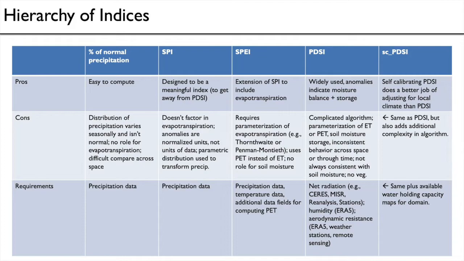An extension of the SPEI, really similar, basically the same algorithm, but applied to the precipitation minus evapotranspiration balance, has been popular. It's a really useful index as well, in addition to SPI, because it does factor in the role of evapotranspiration. But then you introduce the requirement of needing to parameterize evapotranspiration, which means you have to use either Thornthwaite. Hopefully you don't do that because of the limitations of Thornthwaite that we just discussed, or Penman-Monteith.